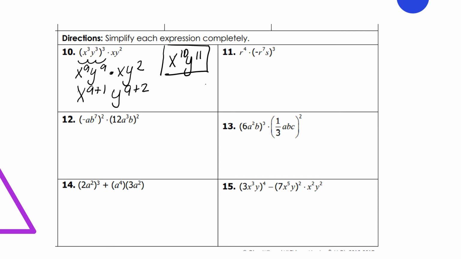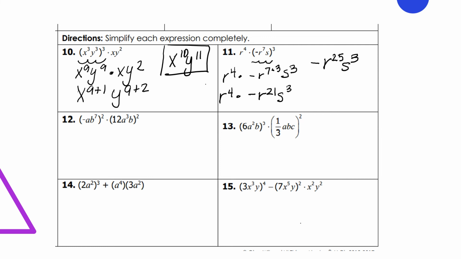All right, let's look at 11. So I'm going to do this first. I'm going to bring down that r to the 4th times negative r to the 7 times 3 power s cubed. So now I have r to the 4th times negative r to the 21st s cubed. We are going to multiply them. So we're going to add. So I have negative r to the 25th s cubed.